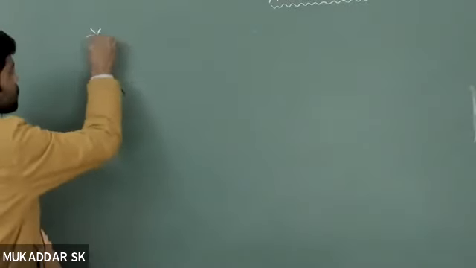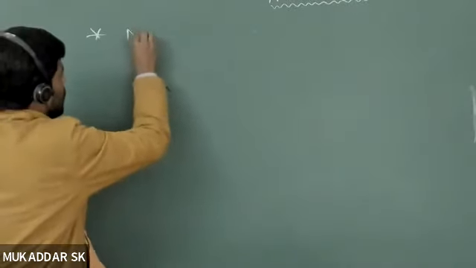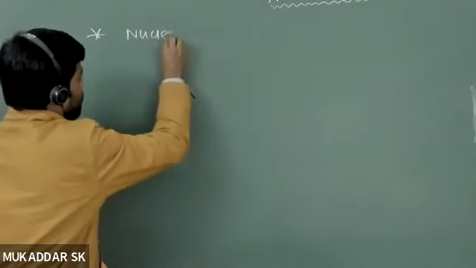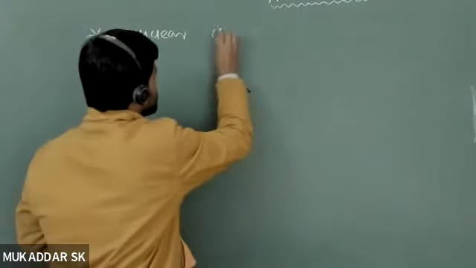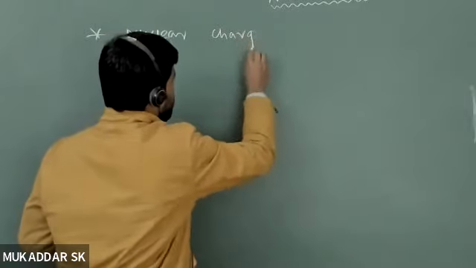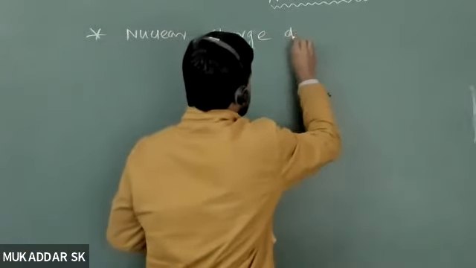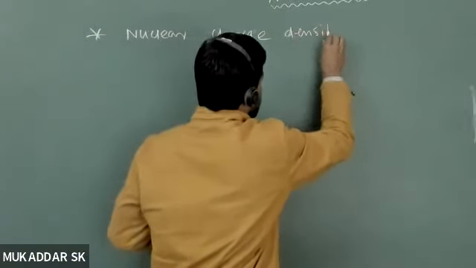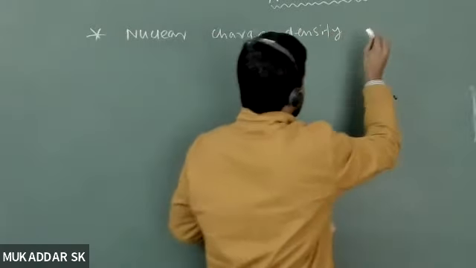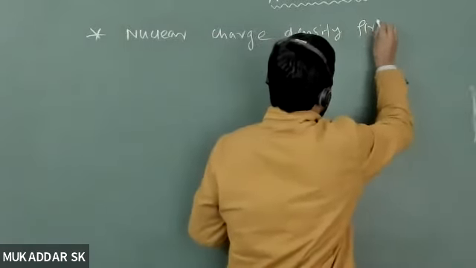Now today first we will discuss nuclear charge density, and this is basically denoted by rho of R.